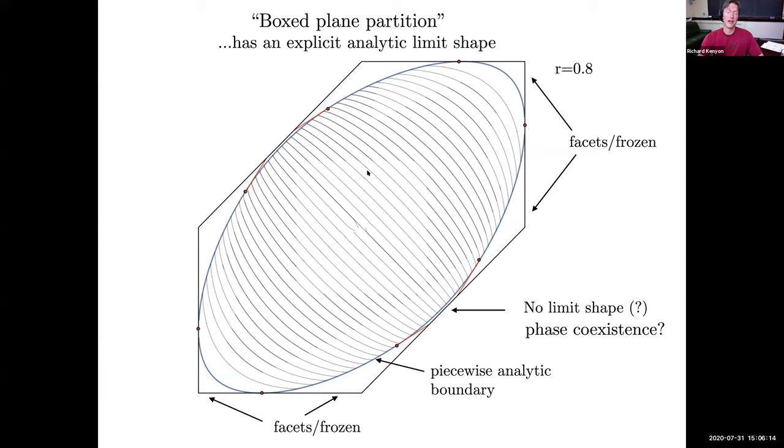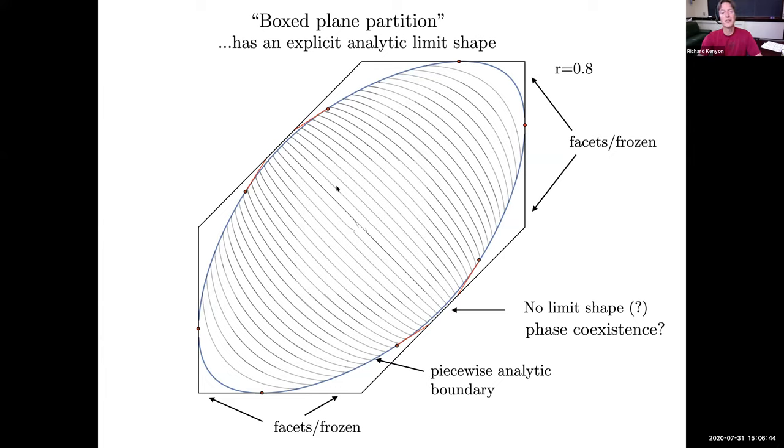And because we're in that nice situation where the Hessian determinant is a fourth power of a harmonic function, there's an explicit, sort of algebraic way to find the limit shapes. This is a Darboux integrable model. So there's an explicit limit shape, and here it is. If you look for the limit shape inside a box plane partition, there's the thing.